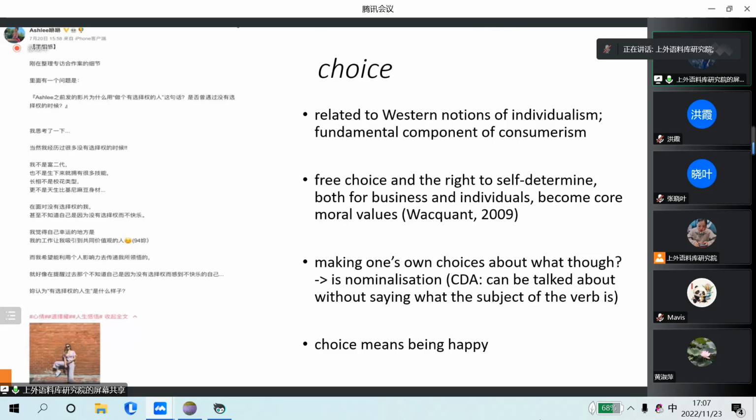Now, secondly, and for this, it's such a long post that I couldn't paste it in here. I'm sure you will tell me when I go wrong in my fantastic translation of this. "I was editing the details of an interview of a collaboration project. There was a question, Ashley, why did you say 'be a person who has the right to choose' in your video? Was there a time where there was no choice for you?"